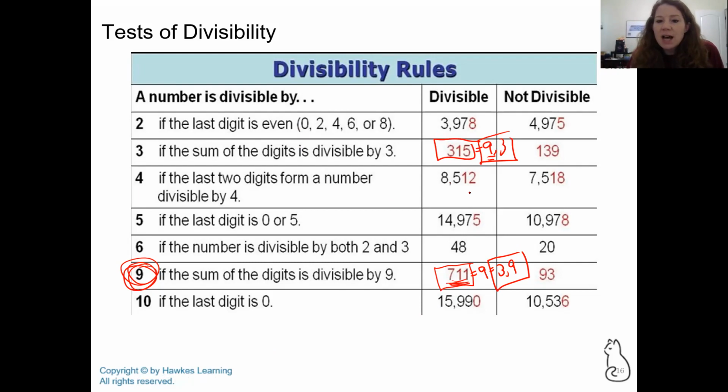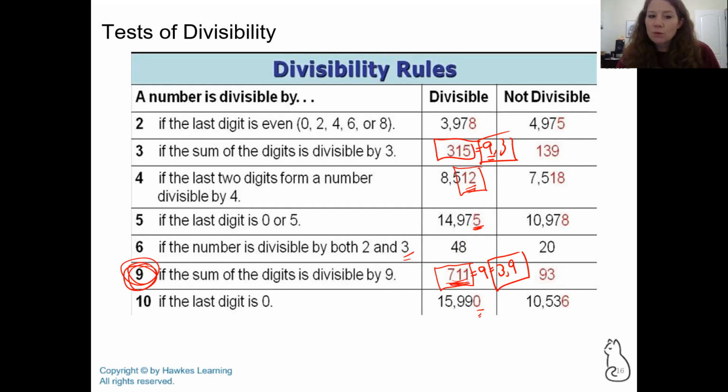4 is not as common as 2 and 3 and 5, but basically the rule says if the last 2 digits are divisible by 4, that means the whole number is. Okay, now 5 is an easier one. Any number that ends in 5 or 0 is divisible by 5. If any number is divisible by 2 and 3, that means it's divisible by 6. And then, of course, if any number ends in a 0, it's divisible by 10.